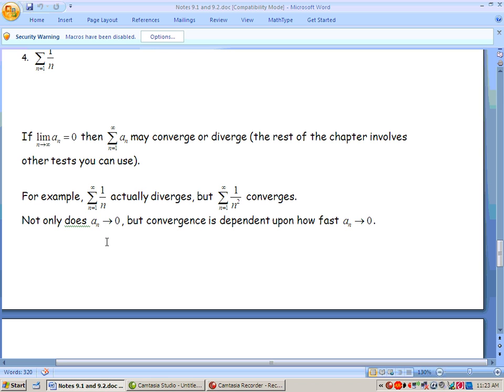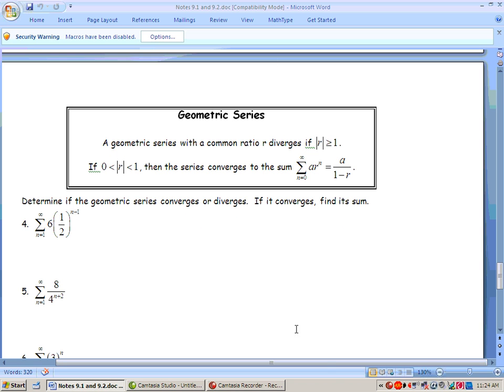But it kind of boils down to not only does the nth term need to approach 0, but convergence is dependent upon how fast that nth term is approaching 0. So if you have 1 over n and 1 over n squared, which one's going to approach 0 or get smaller faster? 1 over n squared. So it's doing it fast enough to converge, whereas 1 over n actually isn't getting there fast enough to converge, and it diverges.